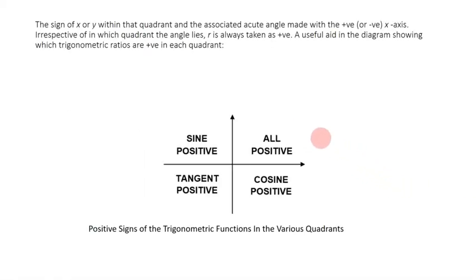Since we have 6 trigonometric functions, the positive signs of the trigonometric functions in the various quadrants refer to this figure. As we look at the first quadrant, all trigonometric functions are positive. In the second quadrant, sine and cosecant are positive. In the third quadrant, tangent and cotangent are positive. And in the fourth quadrant, cosine and secant are positive.